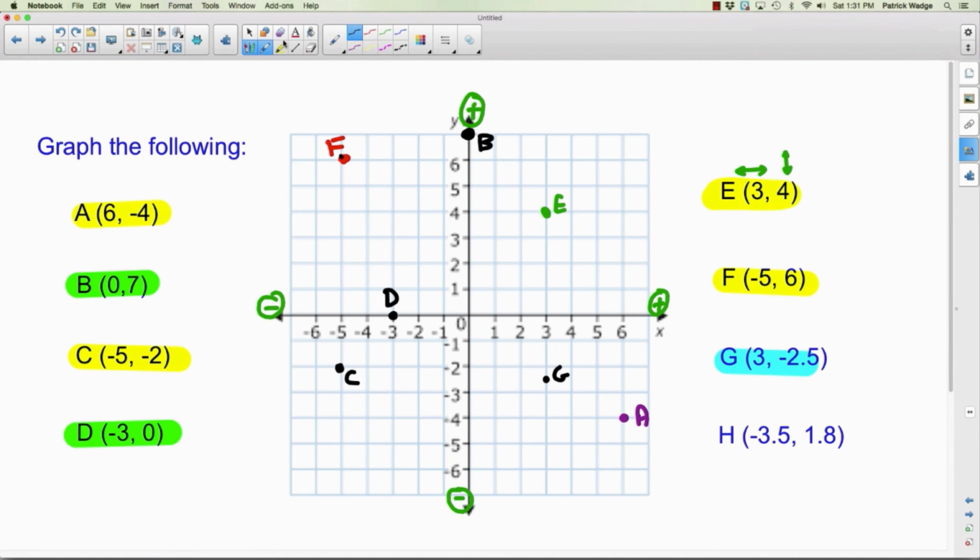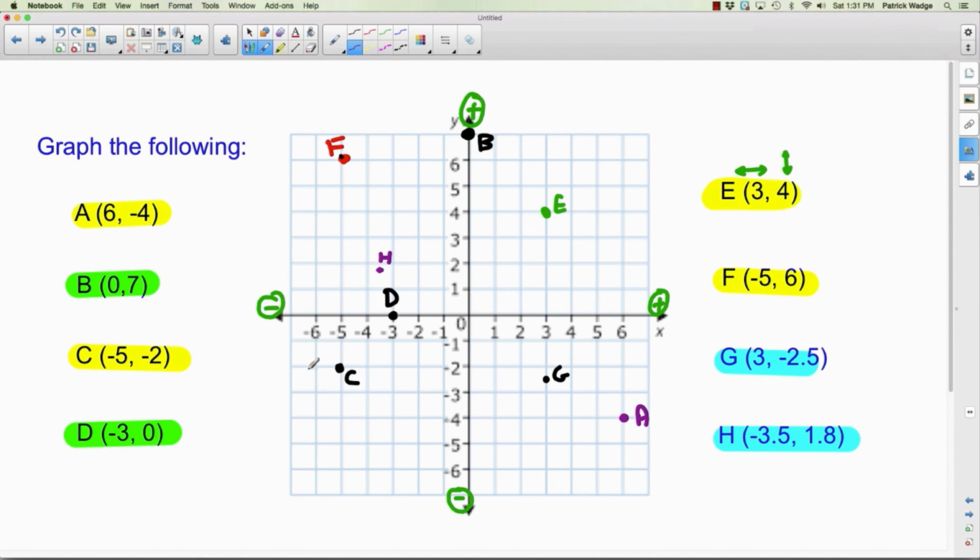Okay, and the last one is going to be a very strange one. It is negative 3.5. So negative 3.5 would be 1, 2, 3, and a bit. So here, and then we have to go up 1.8. Well, there's 1, and we want to be 1.8, so it's closer to 2, isn't it? So it's going to be somewhere there. Now, am I guaranteeing that's exactly where it is? No, but it's pretty darn close, right? If I make my dot a little bit bigger, I'm for sure there. So there's my H right there.